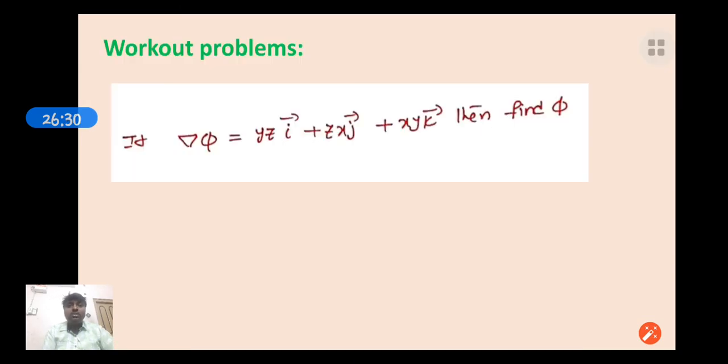Okay, please work out this problem. If del phi is equal to yz i bar plus zx j bar plus xy k bar, then find phi. In this example, you directly calculate phi by comparing the given vector point function with del phi. No need to take the irrotational property here, you just have to calculate phi only. Here also you get 3 equations: dou phi by dou x is equal to yz, dou phi by dou y is zx, dou phi by dou z is xy. Those 3 equations are solved with the help of integration. After solving, you have to write the value of phi.